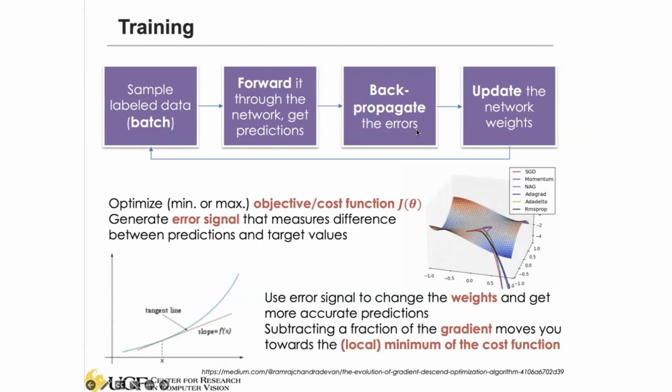So the next time, hopefully, when the weights get updated, the network is able to make less error. The loss can be reduced.